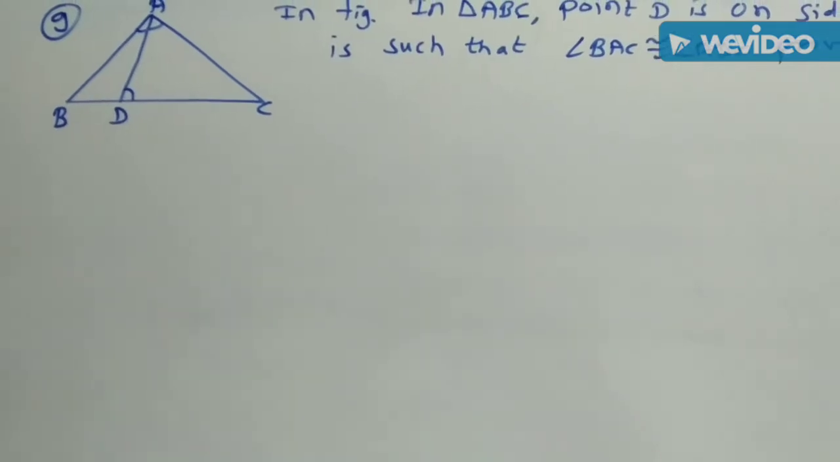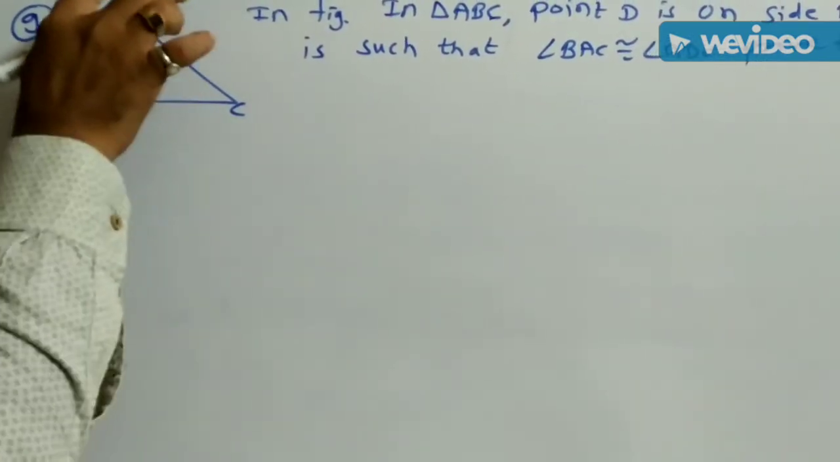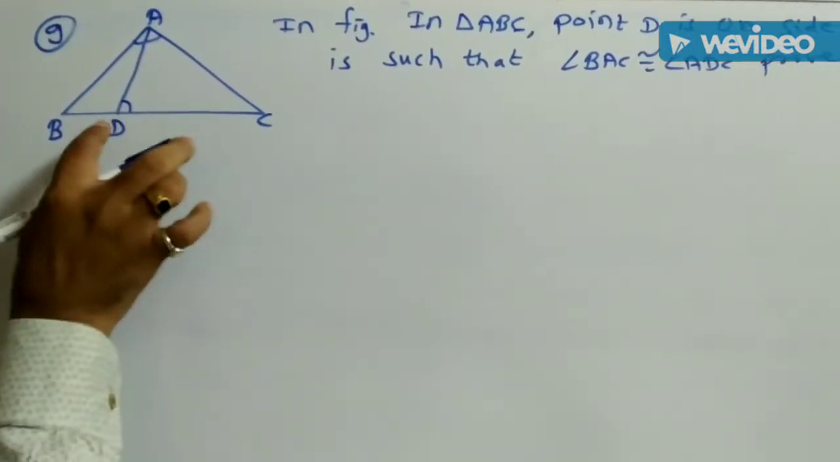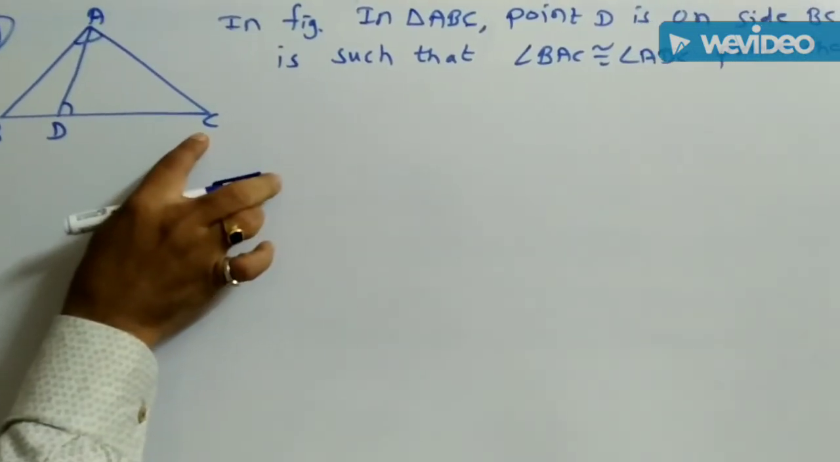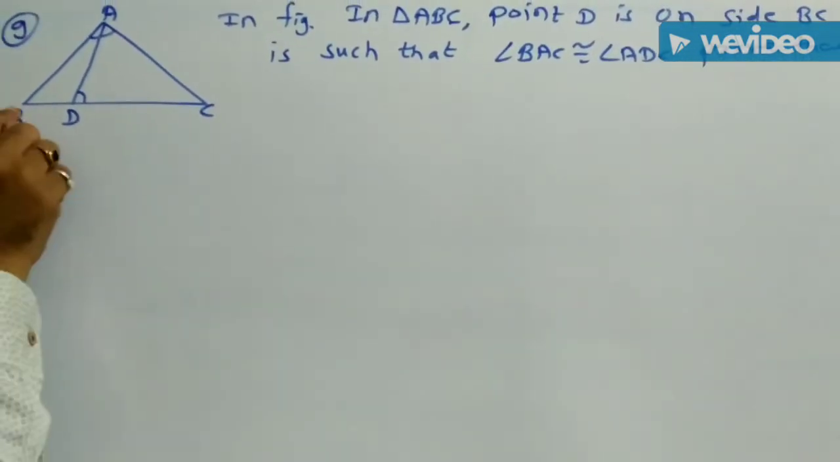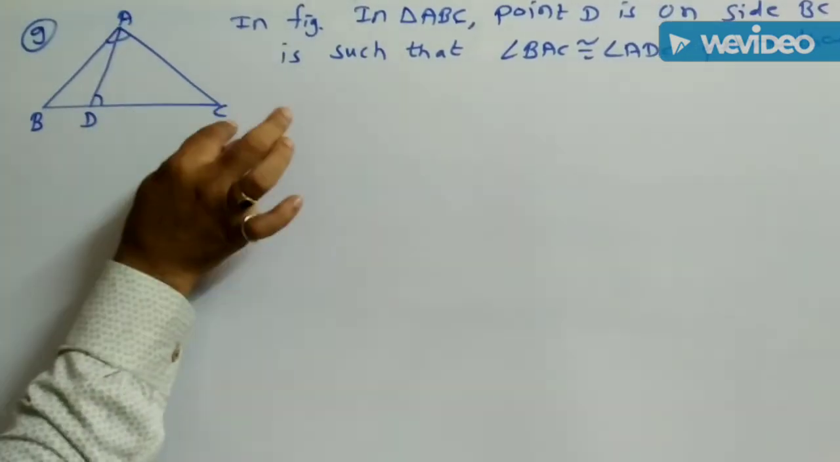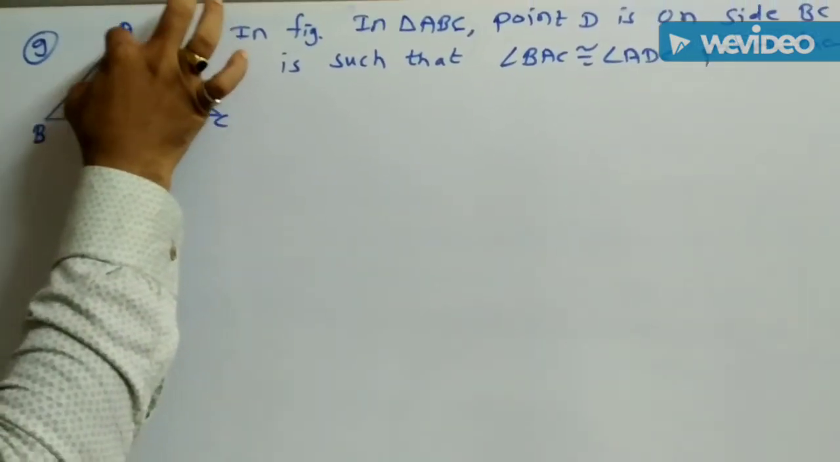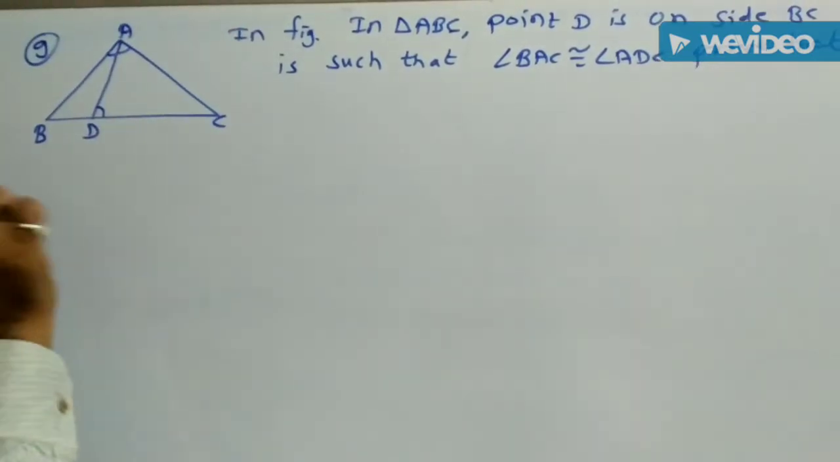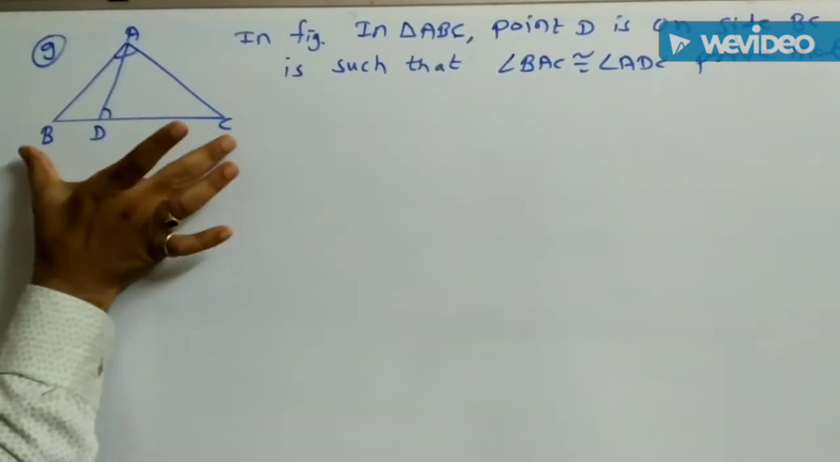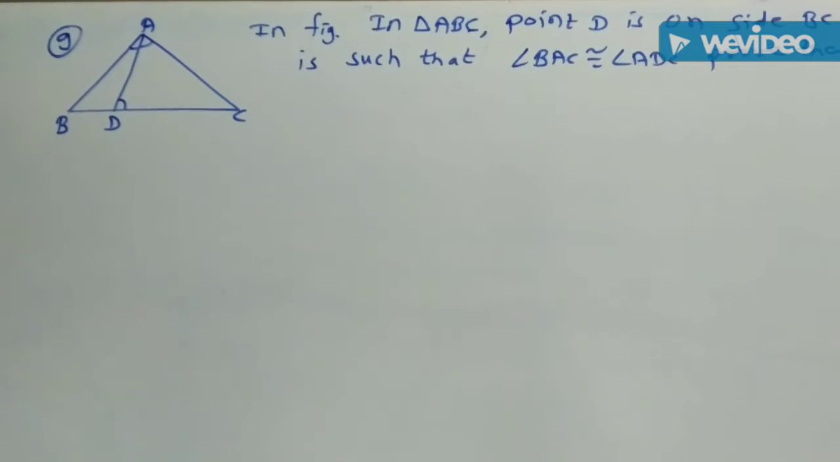Next example is in the figure. In triangle ABC, point D is on side BC such that angle BAC is congruent with angle ADC. These two angles are congruent. Then we have to prove that CA square is equal to CB into CD.